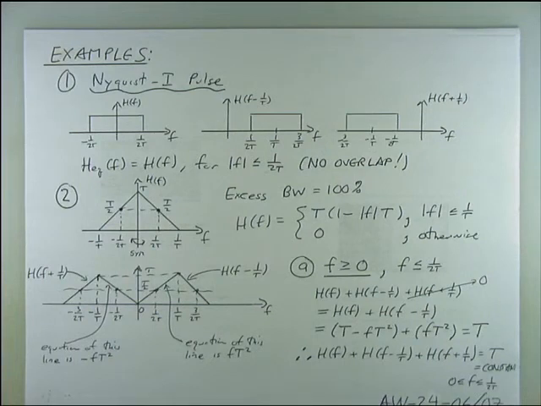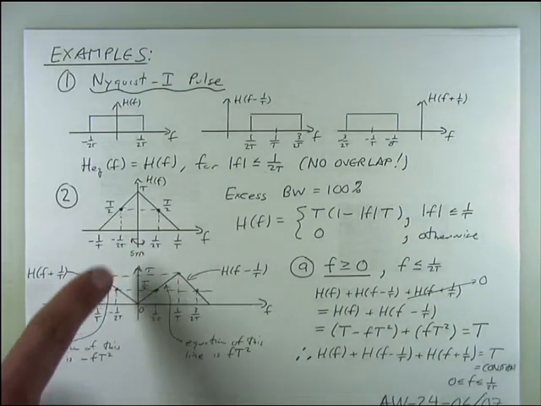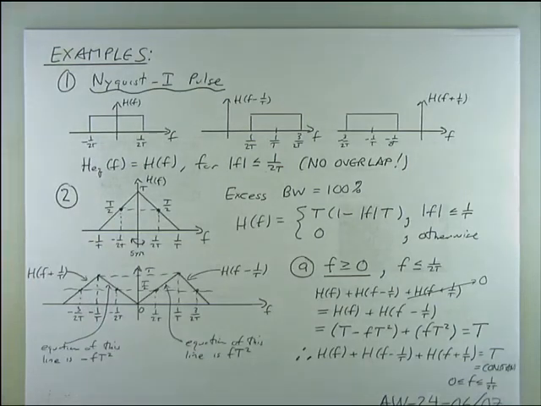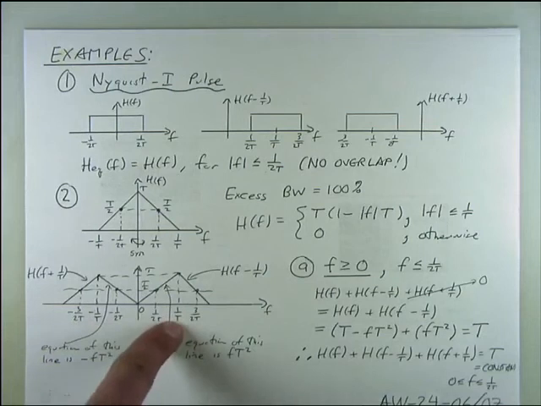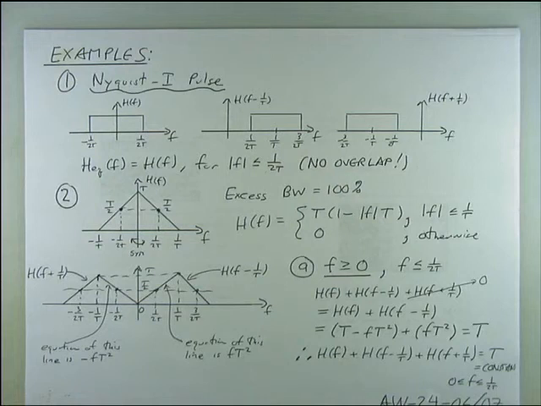What happens is, this is actually always a fun example. Let's say we take this triangle and we add it to two shifted versions of that triangle at minus 1 over T and plus 1 over T. This will also produce a flat line. Intuitively, even before you draw it, you should say, yeah. What that will do is it will create a triangular pulse with twice the width.